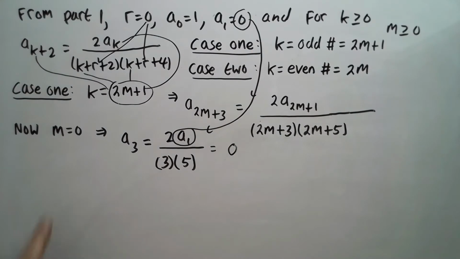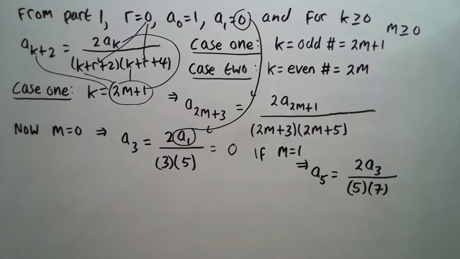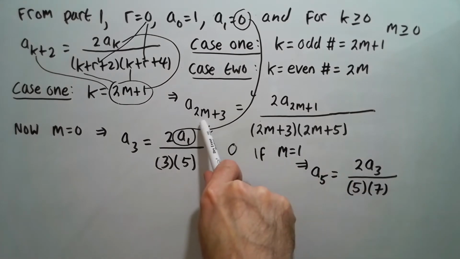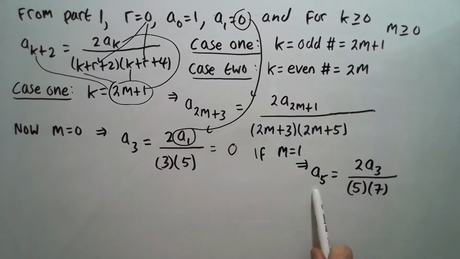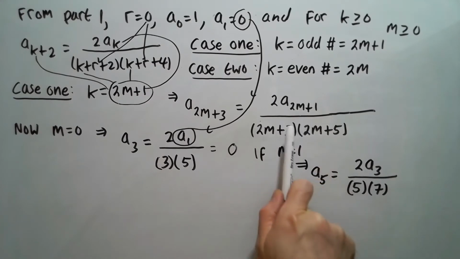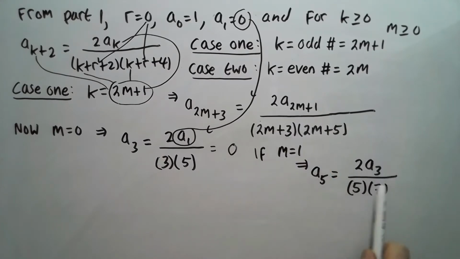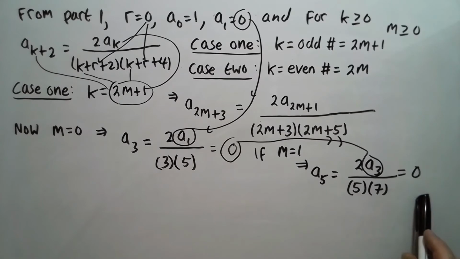Now let's choose m to be 1 next. If m is 1, then putting 1 in place of m over here, it'll be 2 times 1 plus 3, so a5 equals, putting 1 in place of m here, 2 times 1 plus 1 will be 2 times a3, putting 1 here, 5, putting 1 here, 7. But a3, we just showed, was 0, so that's going to make a5 0. So a5 is 0.